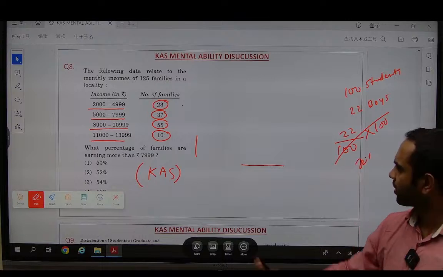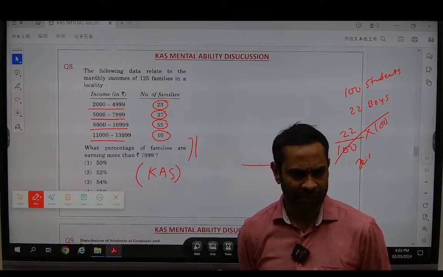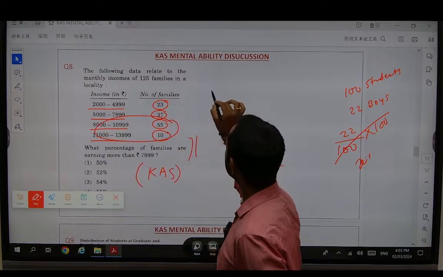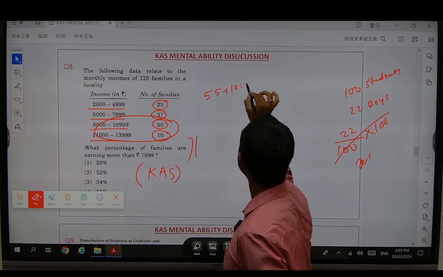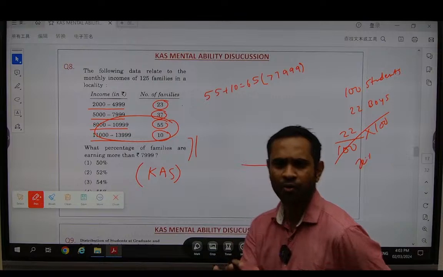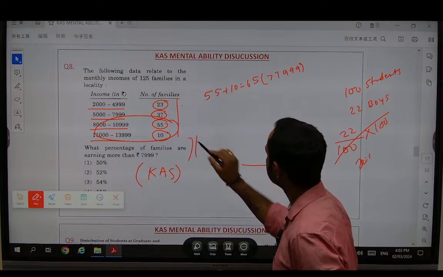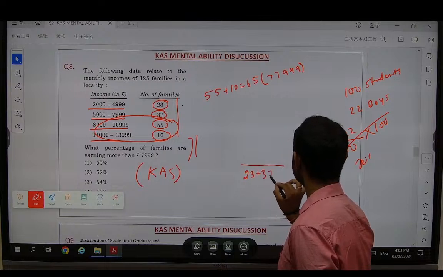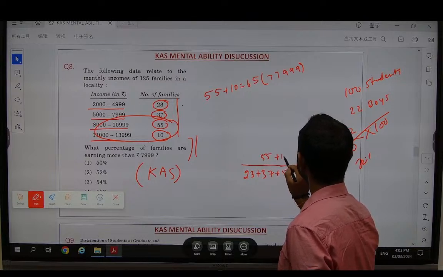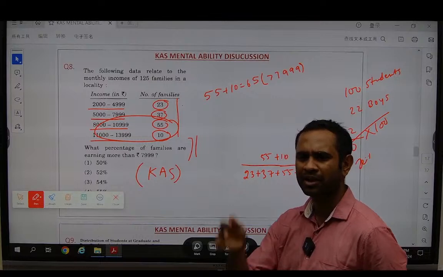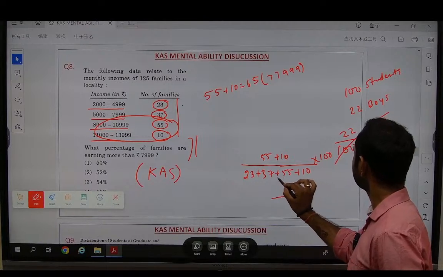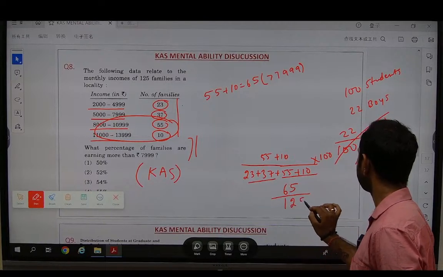So if you want to calculate what percentage of the families are earning more than 7999, we are clear that 55 plus 10, so total 65 families are earning more than 7999 rupees. But what is the total number of families? 23 plus 37 plus 55 plus 10. Percentage, if you have to calculate, multiply by 100. If you don't multiply, also no problem, the answer you will be getting anyway. So 65 divided by 125, into 100.